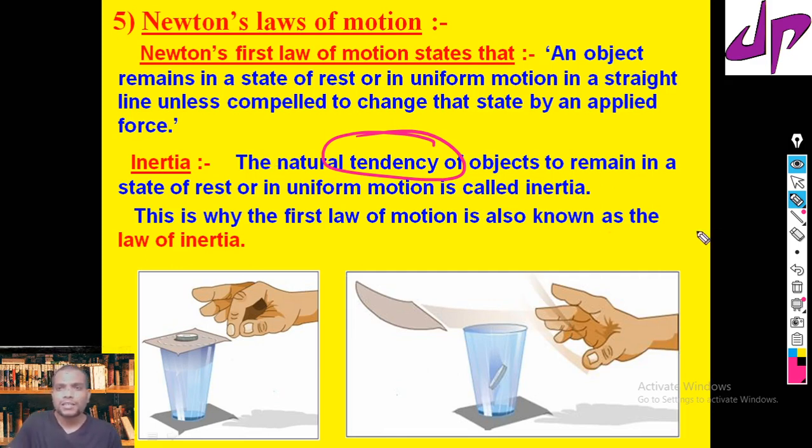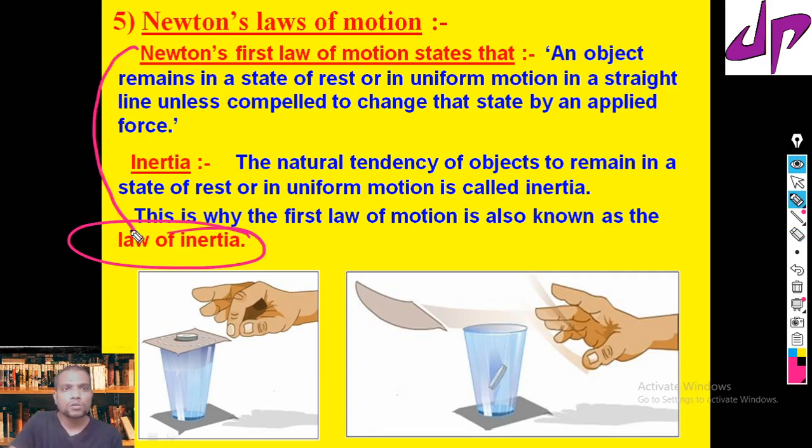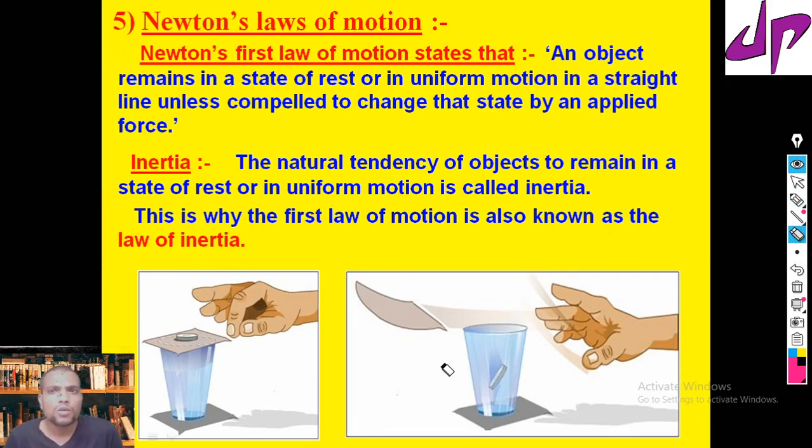That's why the first law is also called the law of inertia. Newton's first law is also called the law of inertia. If you want to write the law of inertia statement, you have to write the same statement: an object remains in the state of rest or in the state of uniform motion until an external force is applied.